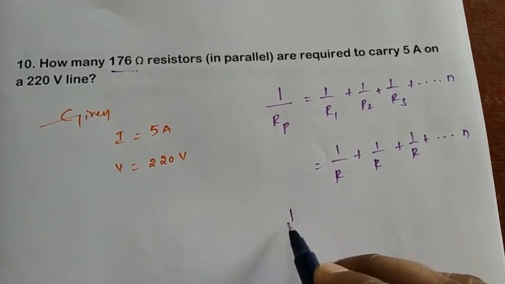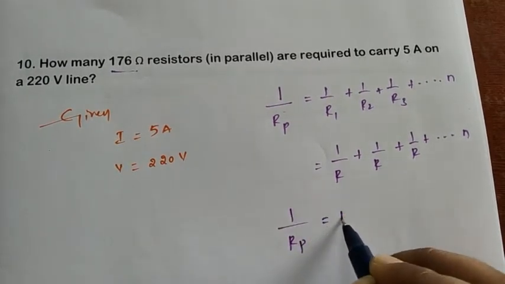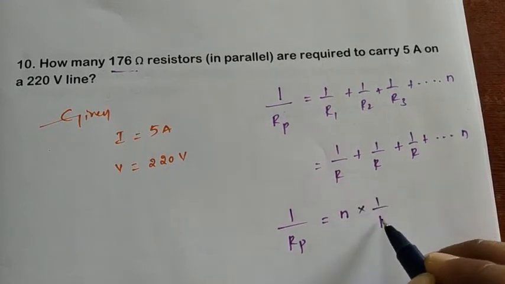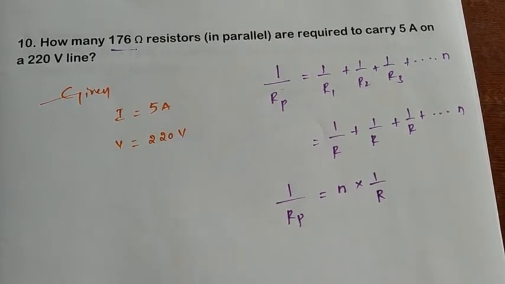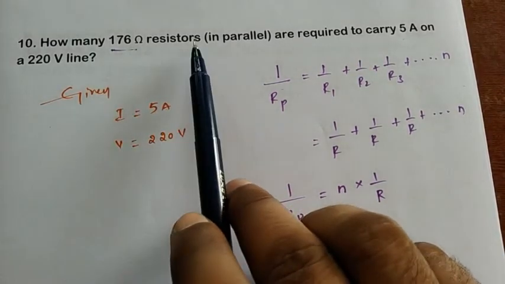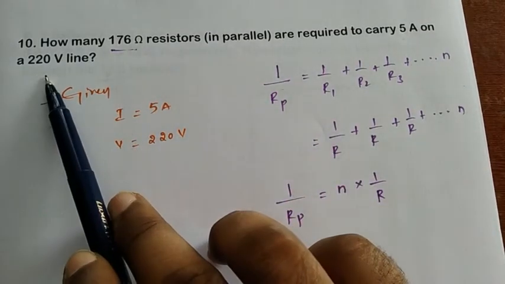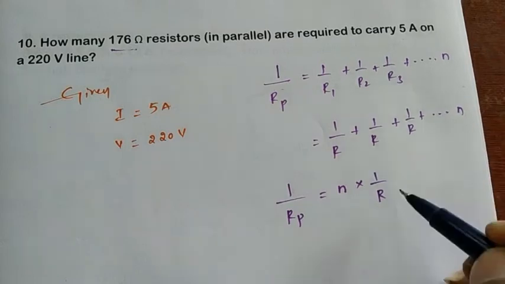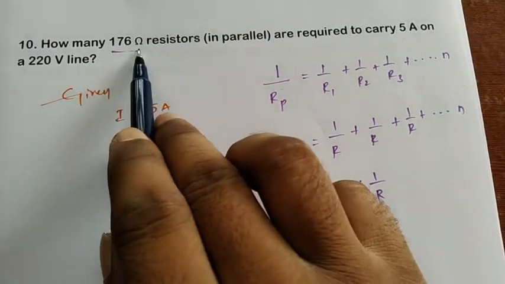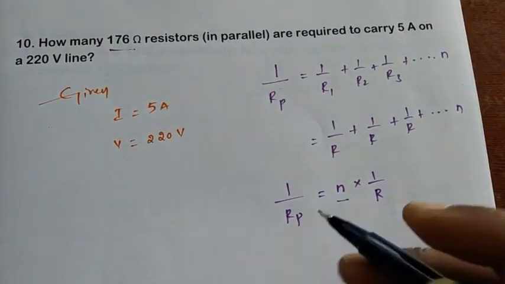So what is the effective equivalent resistance? It is n into 1 by R, n times 1 by R. That's all. This is the effective equivalent resistance. How many 176 ohm resistors are required to carry 5 amperes on a 220 volt line? But here they have given R also. See, 176 ohm resistors, how many should I connect? N, that we need to find.